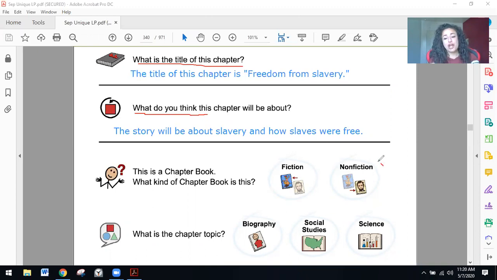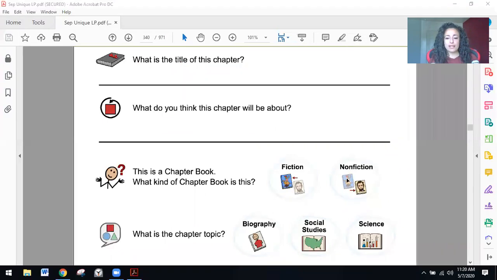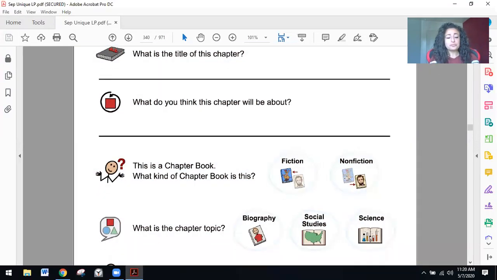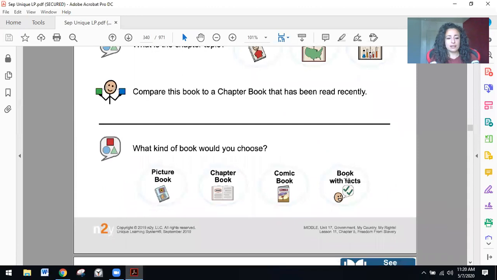It is non-fiction. Remember, fiction means fake. Did this happen in real life? Yes, it did. It did happen. What is the chapter topic? The chapter topic is social studies. I teach you guys history. History is social studies, okay? So I'm gonna clear this up. We're gonna move on. Like I said, you can pause the video if I'm going too quick.